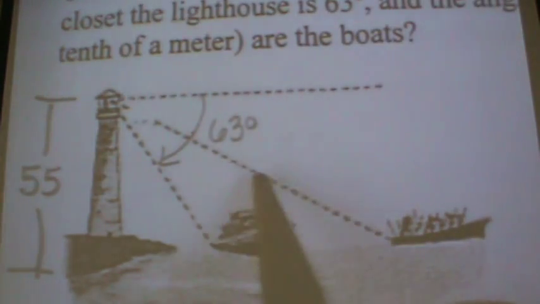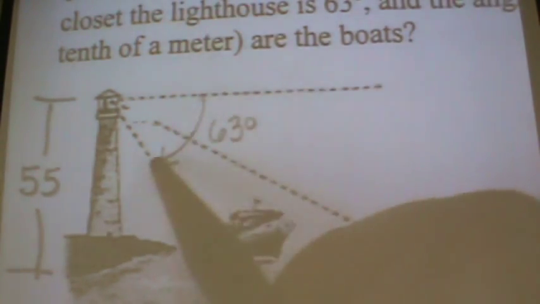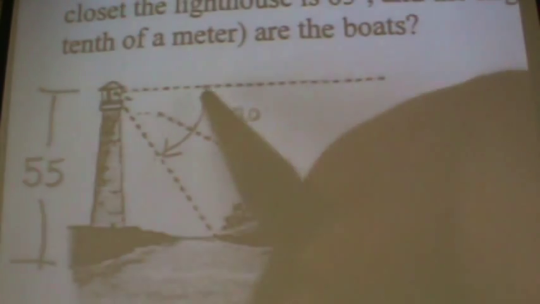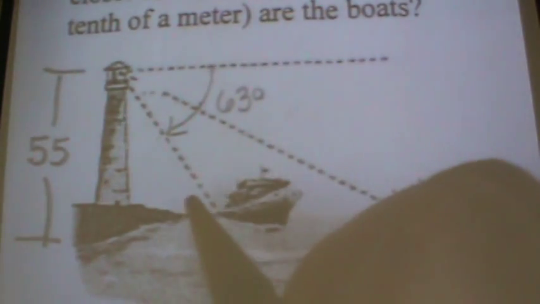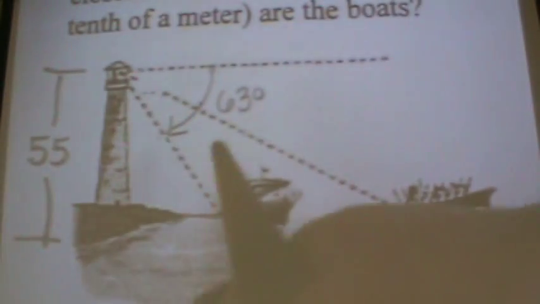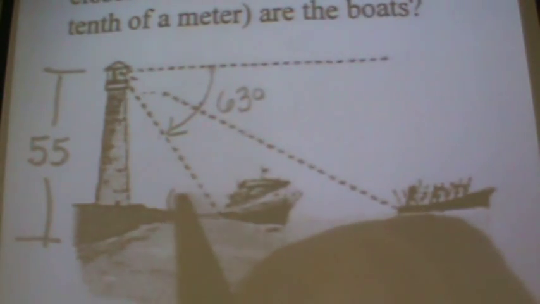So from here to here, they're saying it's 63 degrees. Ignore this little piece right there. So from here to here is 63. How far is this boat from the lighthouse? So if from here to here is 63, you learned in geometry 2 parallel lines cut by a transversal. What angle would this be? 63.